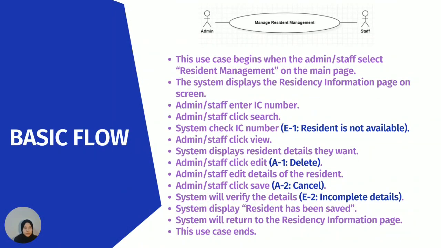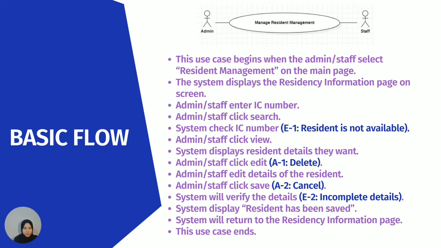So the next one is the basic flow. This is where admin and staff can manage the resident management. So this use case begins when the admin or staff select resident management on the main page. System displays the residency information page on screen. Next, admin or staff enter IC number. Admin or staff click search and system will check IC number.